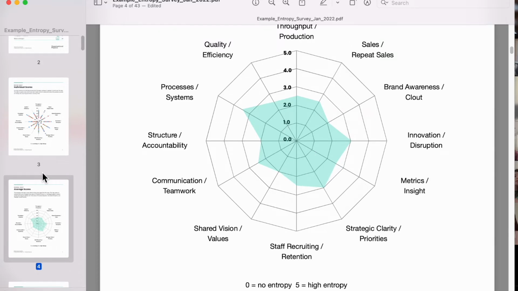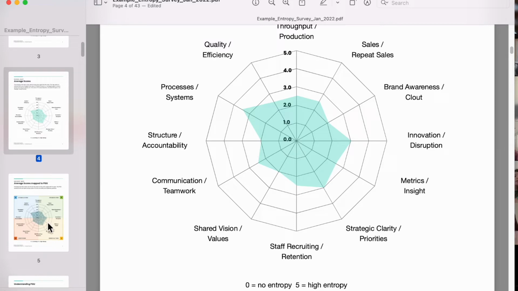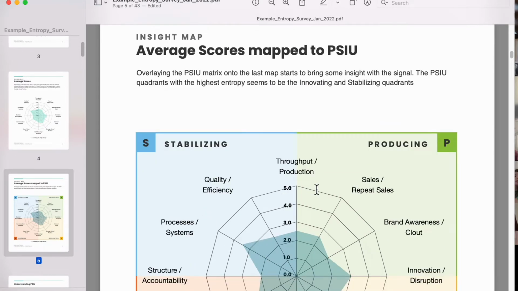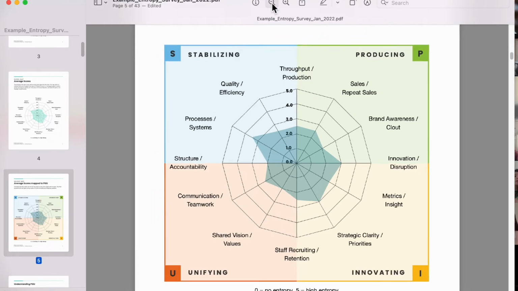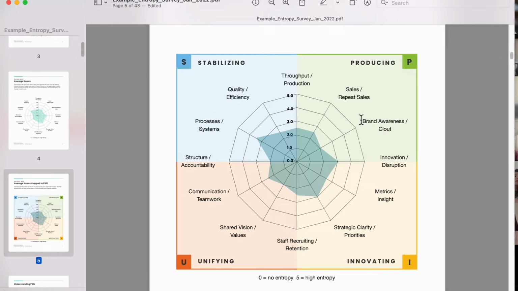And then we're going to put another lens on this same data set. So this is the same chart I just showed you, but now I'm putting the PSIU forces on this same chart. And so what this tells you is that this is the producing quadrant for this company. And this is the innovating quadrant for this company. And this is the unifying quadrant, and this is the stabilizing quadrant, okay?